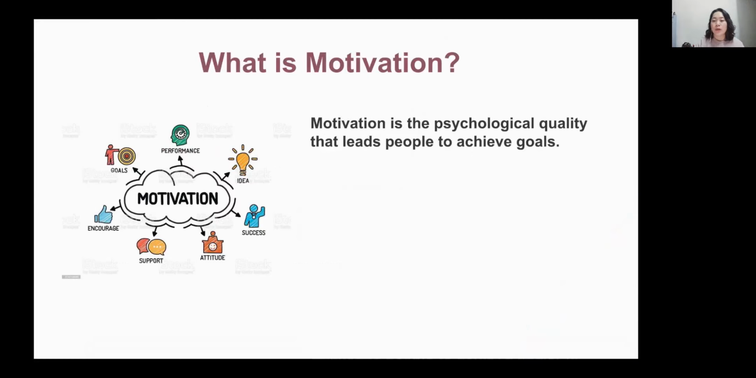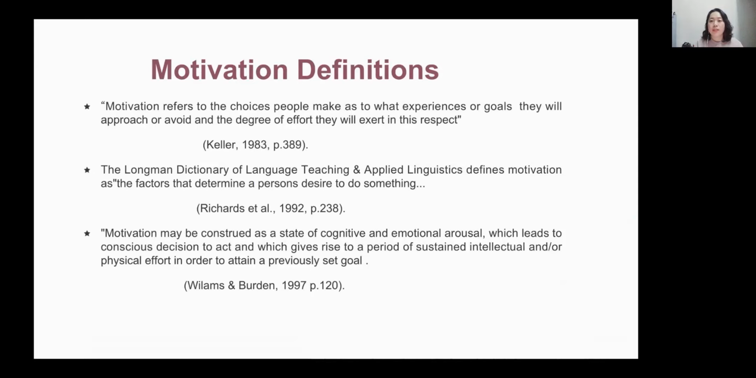There are some ideas put forward by other scholars. First one, motivation refers to the choices people make as to what experience or goals they will approach or avoid and the degree of effort they will exert in this respect. Keller, 1983. Next one, the Longman Dictionary of Language Teaching and Applied Linguistics defined motivation as the factors that determine a person's desire to do something.